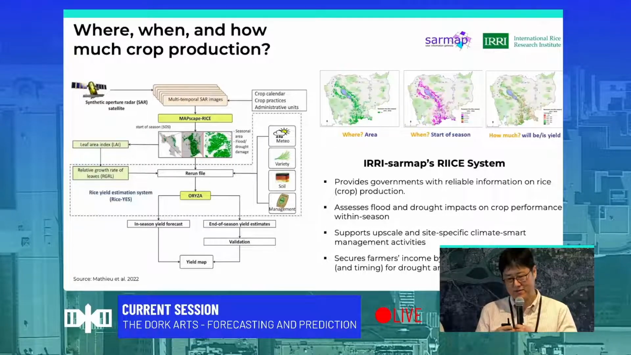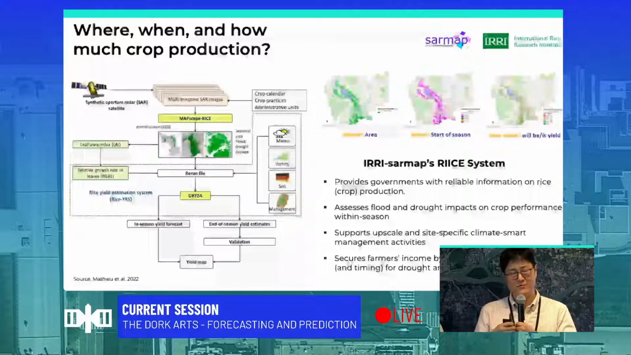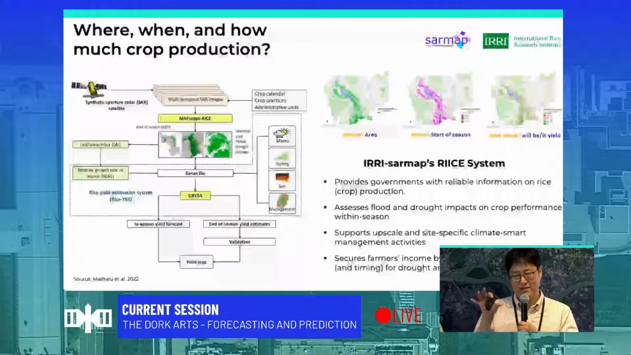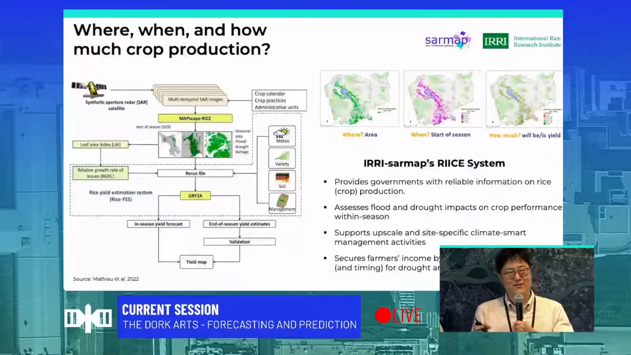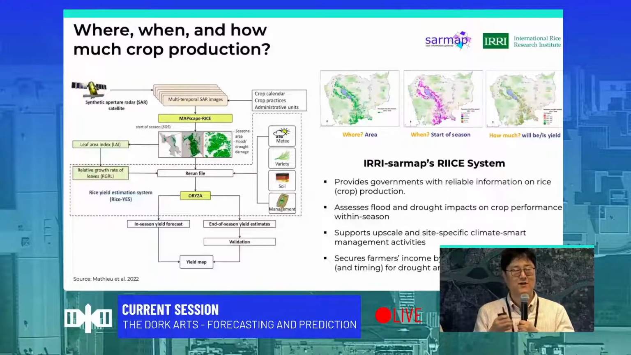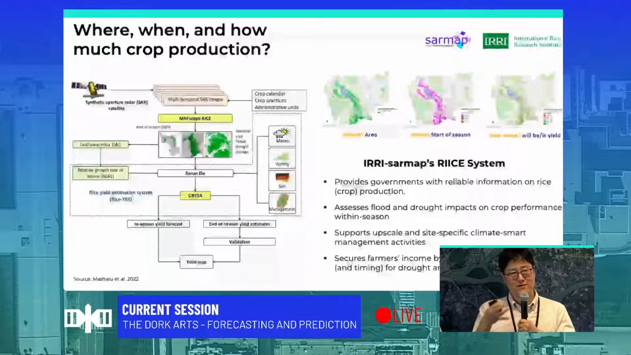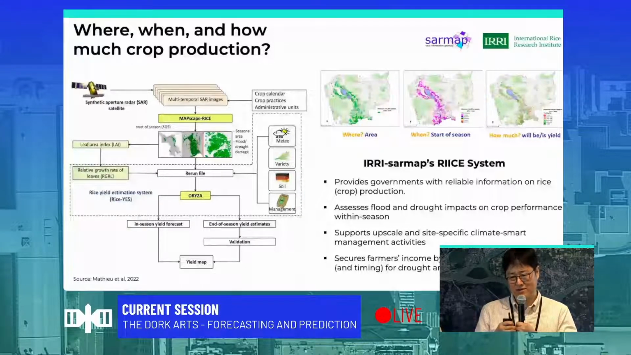So in this case, there is something called ORYZA, which is a process-based crop model. So we assimilate the microwave remote sensing data into the ORYZA model so that we can make in-season predictions of the rice production at the end of the season. Our main client, user of this system is government. It's a Ministry of Agriculture or sometimes Ministry of Finance to make a plan for the next year's budget based on what kind of production they are going to expect.